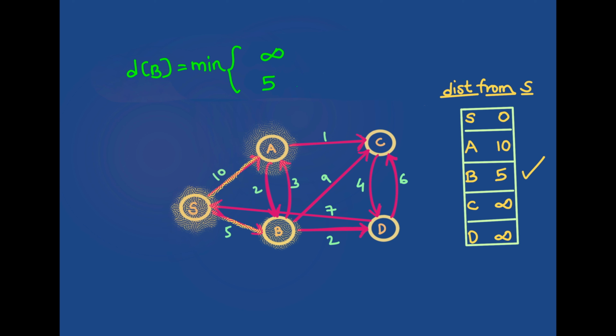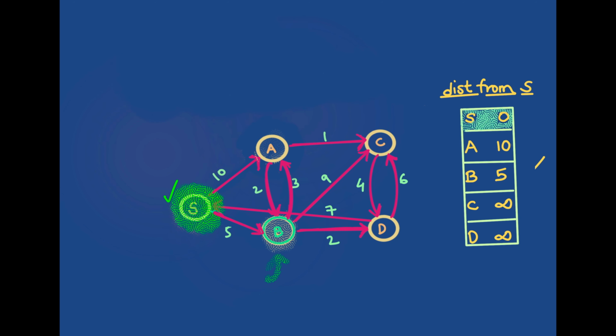So that's how the relaxation of an edge works. We check if there's a need to update the current distance estimate to a shorter distance, and if yes, we update the distance accordingly. We are done with vertex S. Now, we greedily pick the next unvisited vertex with the minimum distance, which happens to be vertex B. We have edges BA, BC, and BD coming out from vertex B.